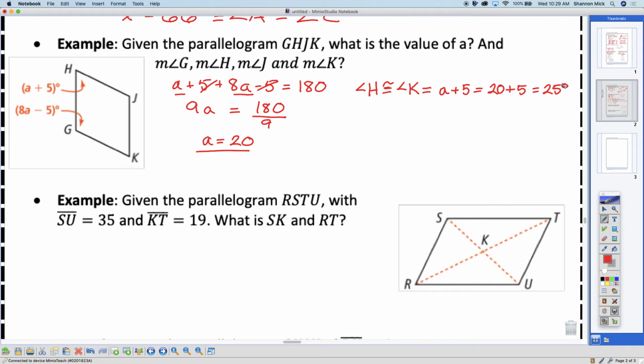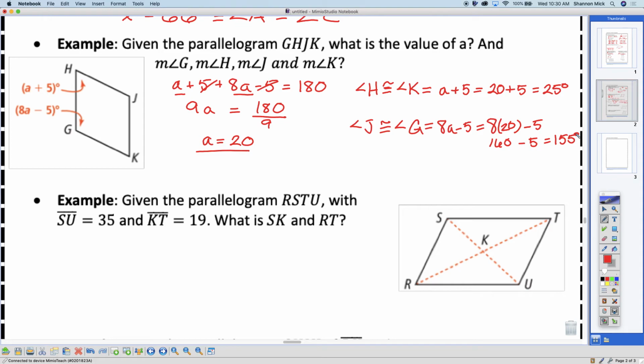So I know that angle J is congruent to what? Angle G, which was equal to what? 8A minus 5. So 8 times 20 is, here, I'll plug it in so you can see it. 160. 160 minus 5 is 155.